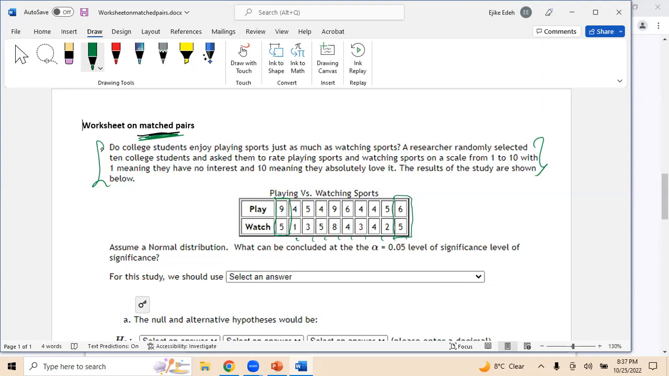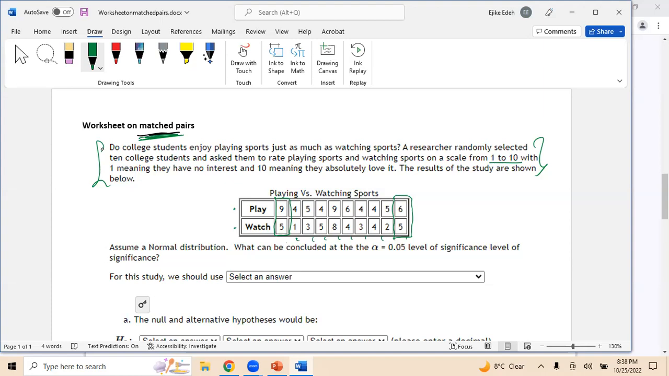So this is a rating, and they were asked to rate whether they enjoy playing or watching, rate both of them from 1 to 10. So each student rated playing or watching from 1 to 10, and this is the data you have. So this is a paired sample because the data on the row where you have play and the data on the row where you have watch are pairs coming from just 10 individuals. Not 20 persons, but 10 individuals. So this is a paired sample.